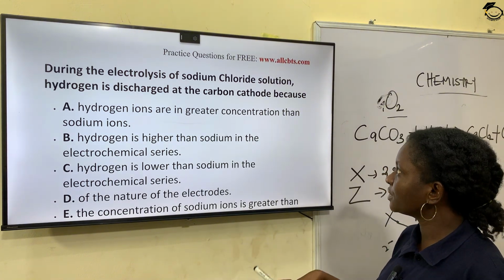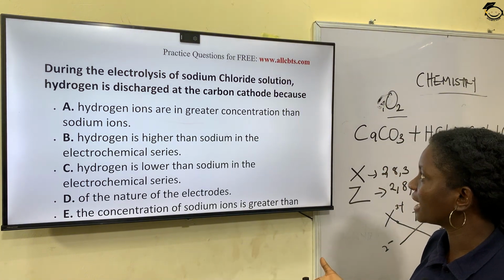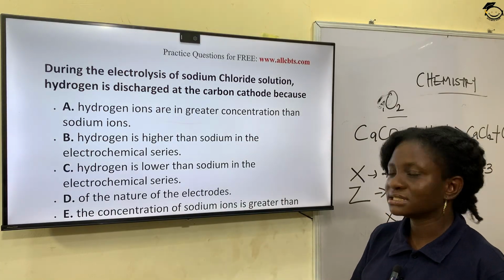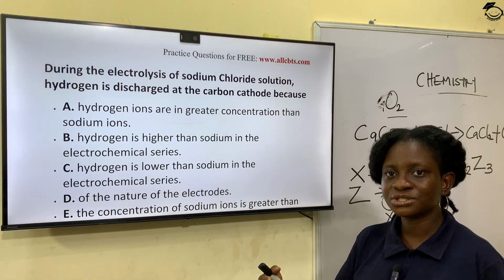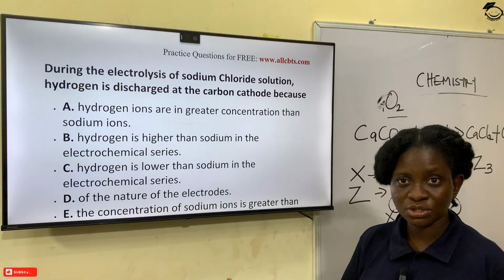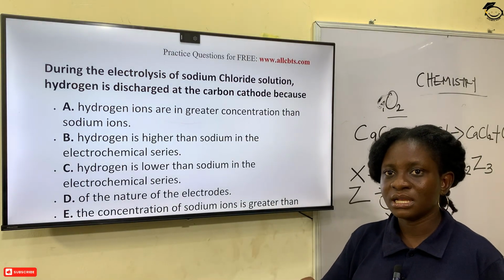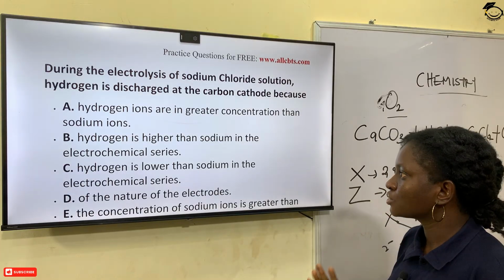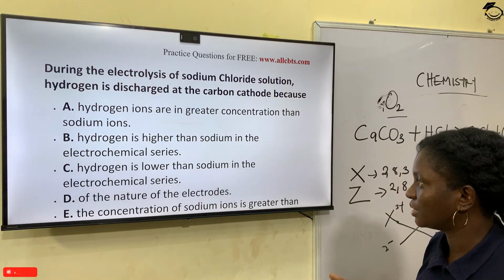So during electrolysis, the main reason why hydrogen is discharged is because in the electrochemical series, hydrogen is higher than sodium. Why? Because sodium is electropositive. They easily lose electrons. So that makes option B the correct answer.